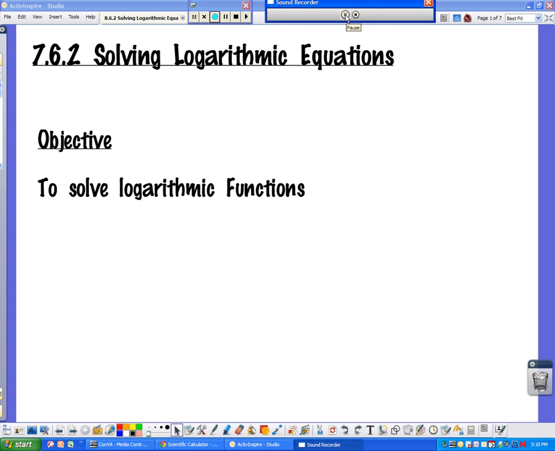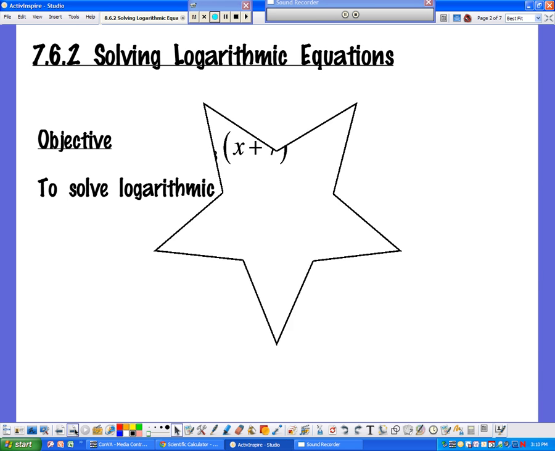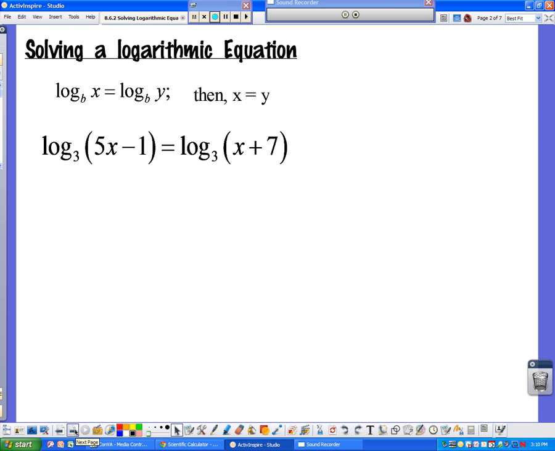All right, lesson 7.6.2 is solving logarithmic functions. And this is basically the difference in what we did in the previous videos. Because if you'll remember, in the previous video, when you were solving those, your variable was in the exponent. Now basically what we're going to be looking at is if you have a log problem.